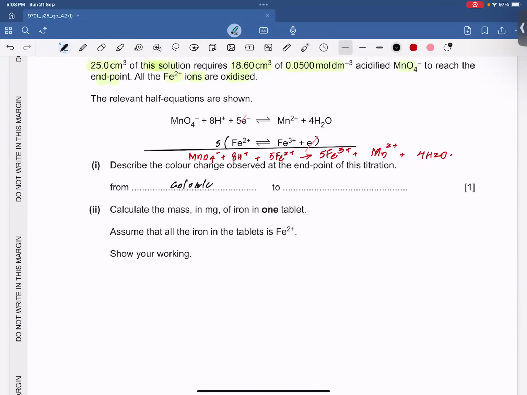And that is the area in which students usually lose marks, because they have written purple to colorless, which is incorrect. It has to be colorless to pink, because color observation always comes from the conical flask, not from the burette. You have to keep this in mind.